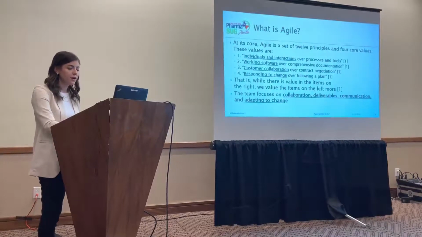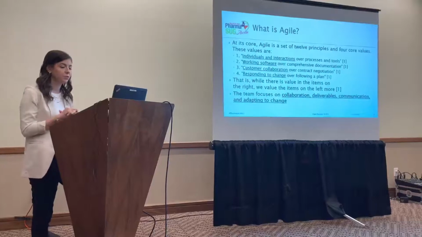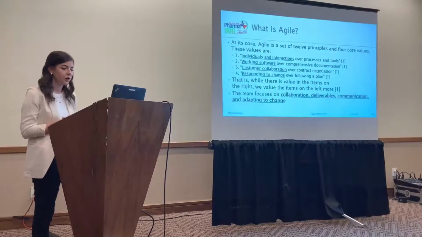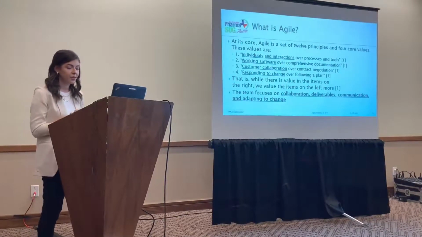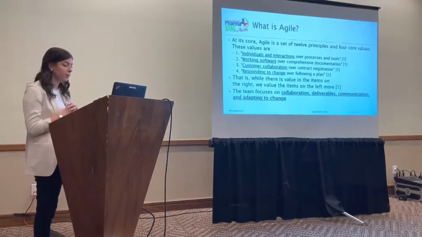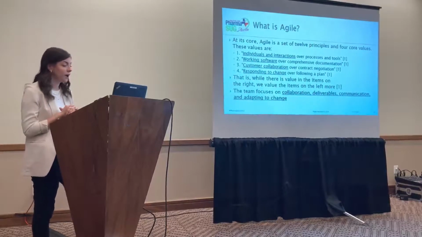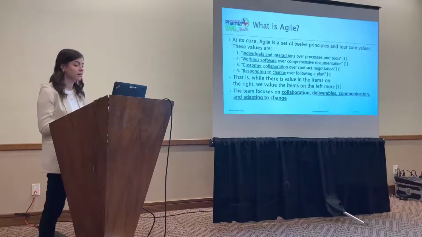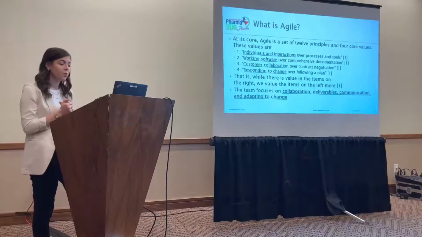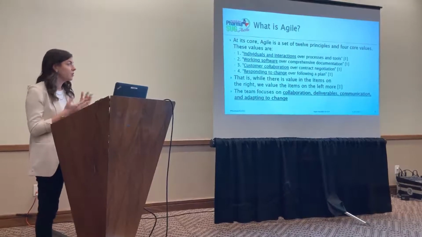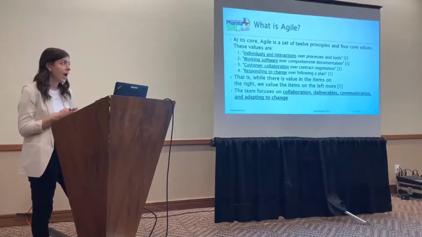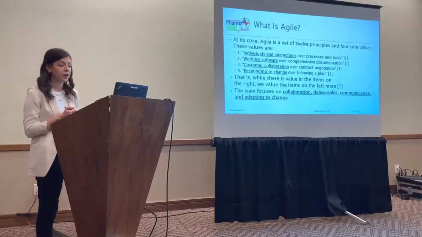So these principles are individuals and interactions over processes and tools, working software over comprehensive documentation, customer collaboration over contract negotiation, responding to change over following a plan. They then specified that both elements in each principle are important, but that while there is value in the items on the right, we value the items on the left more. Some of these are a little bit more geared towards software engineering, but if you think about each one, there is value for us too. And you can really boil it down to collaboration, deliverables, communication, and adapting to change. Anything that tries to follow these principles is inherently Agile.